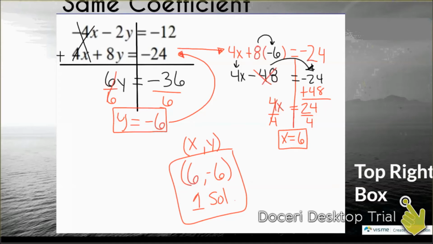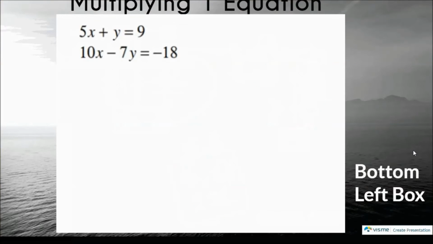So this was our top right box. Let's go ahead and look at our bottom left box. All right, so let's look through this and get this solved. So remember, our first step is that we need to check to see if there's any coefficients that are the same. So for x's, we have 5 and 10. We know those aren't the same. Remember, if we have a variable by itself, there's really this 1 here that we can't see, but that's 1 and negative 7, and we know those aren't the same either. So for us, no coefficients are the same.